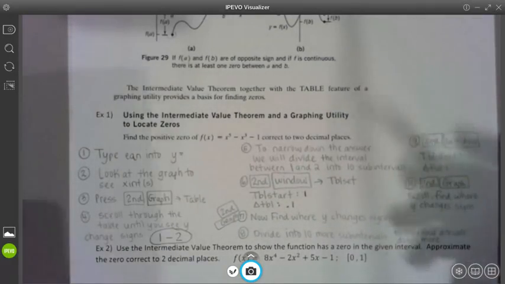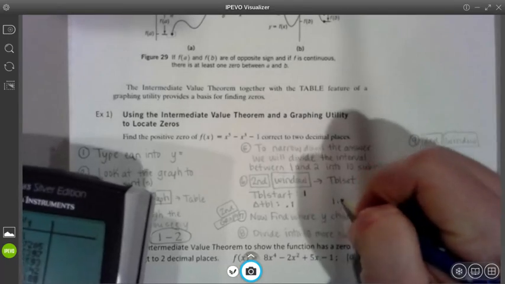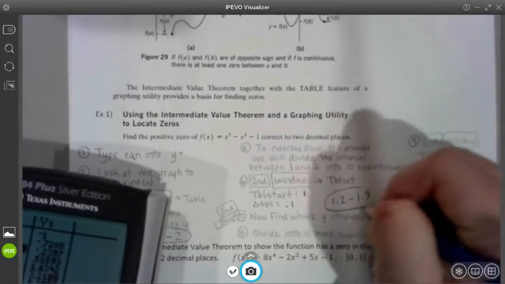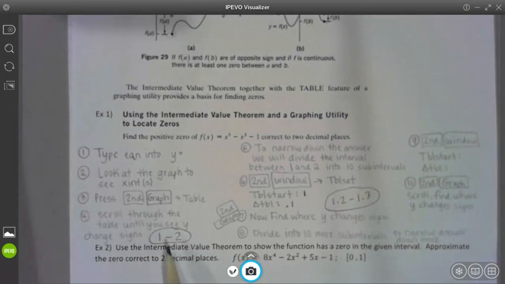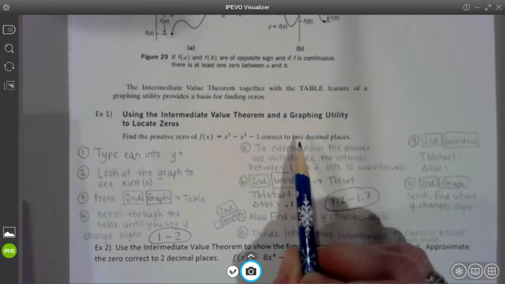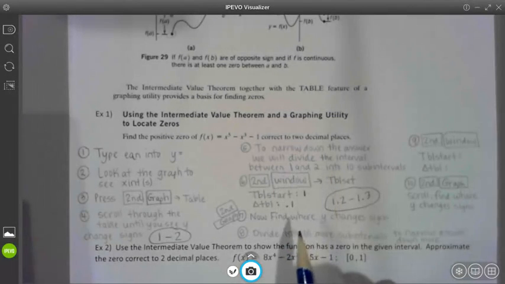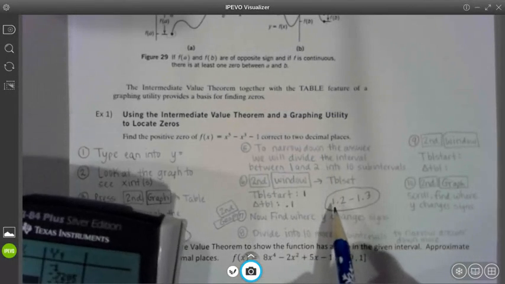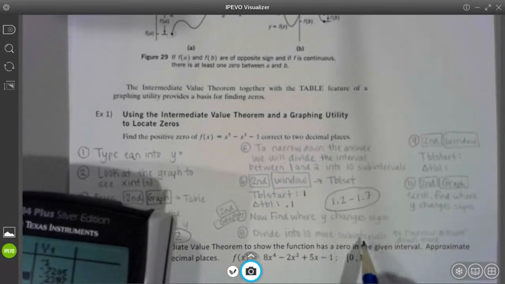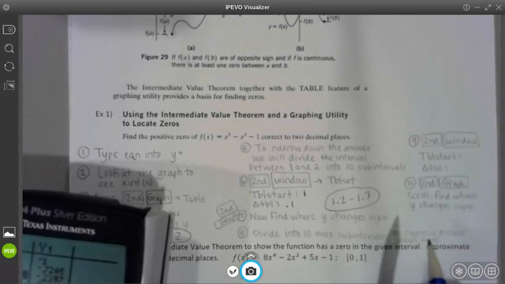We're narrowing it down, right? So we've narrowed it from between 1 and 2 to now somewhere in between 1.2 and 1.3. Well, they asked us to be correct to 2 decimal places. So now we're going to chop the interval between 1.2 and 1.3 into 10 more subintervals. We're going to narrow it down even more.